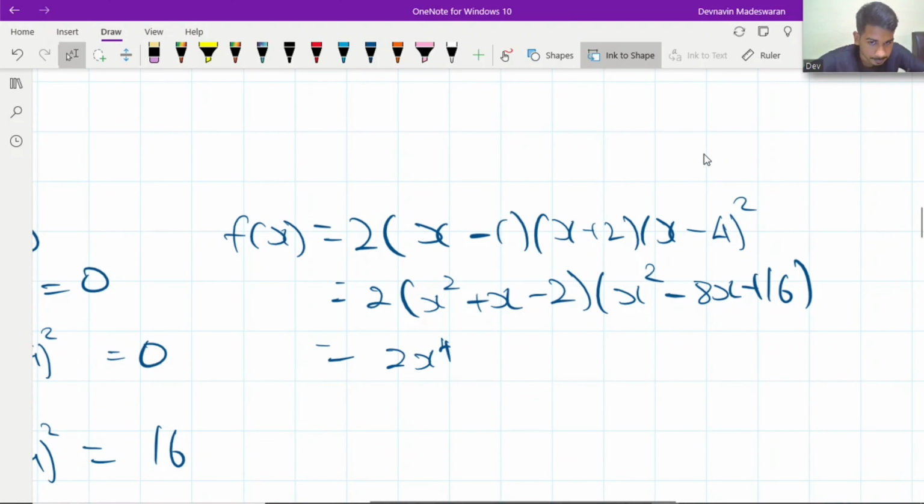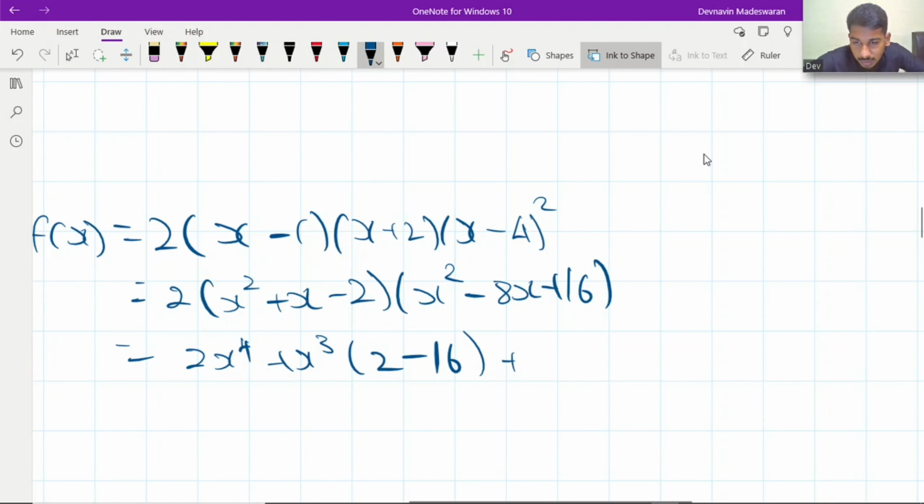Let's look at all the terms by terms. 2x to the power 4. Then let's look at x cubes. What are the x cubes going to be? It's going to be 2 times x square times negative 8x. That will give you negative 16. And that's all the x cube you're going to get. As for the x square, you're going to get 2 times 16, and then 2 times negative 2, so it's going to be negative 4 x squared. That's all there is.